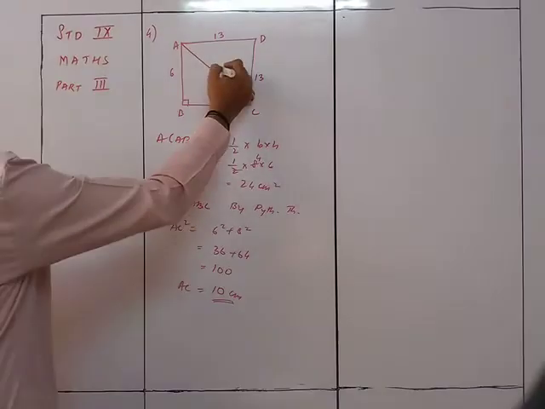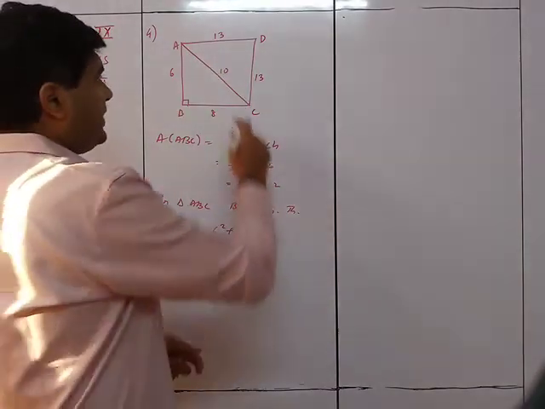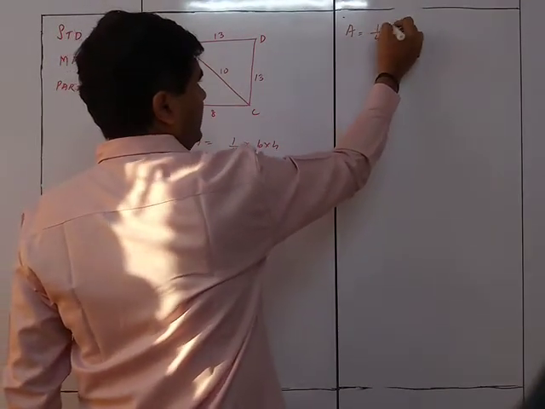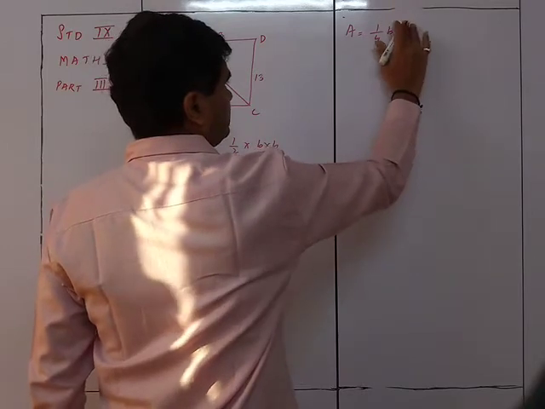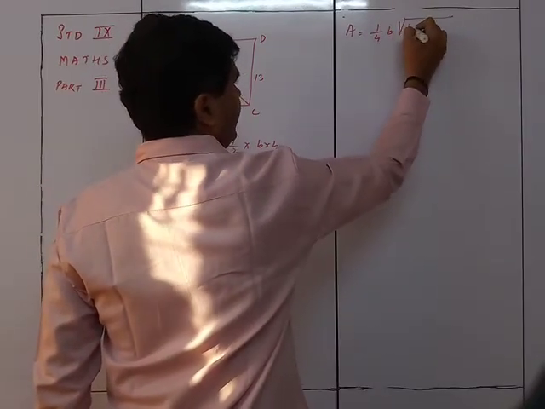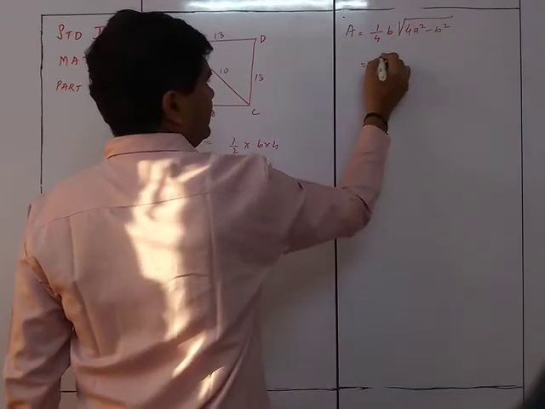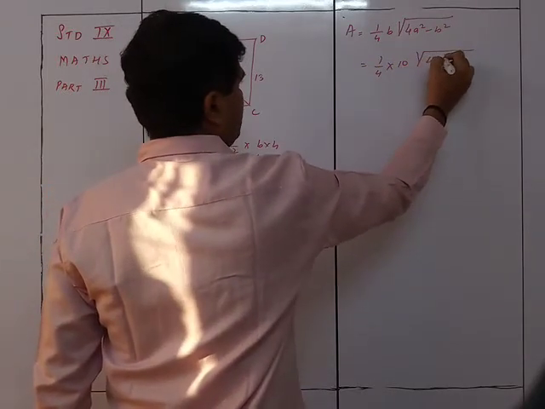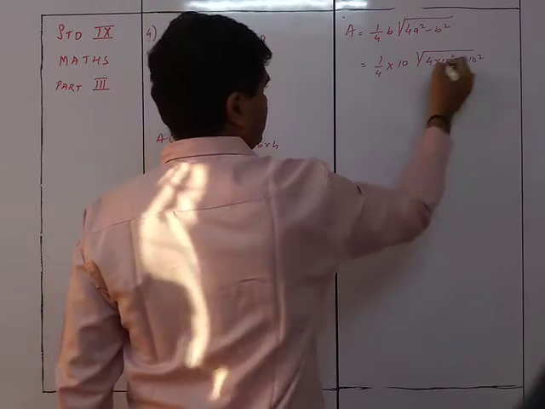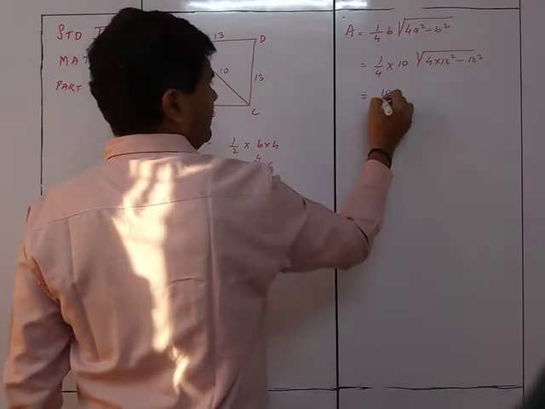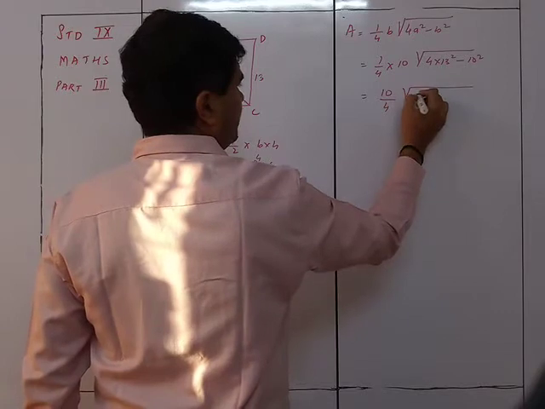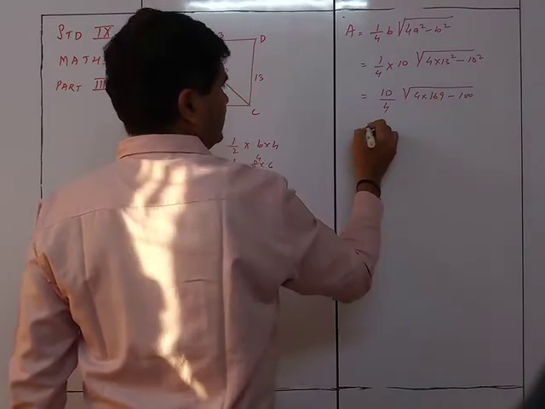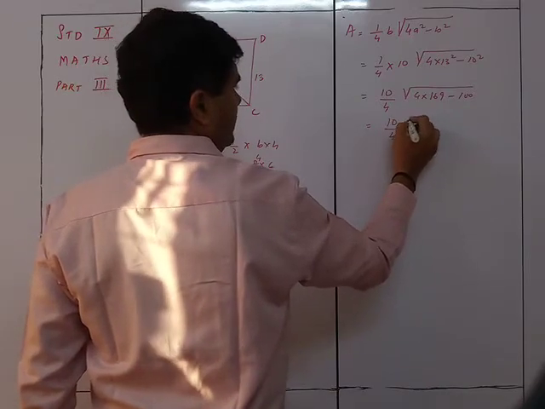Now AC is 10, so we can find out this is an isosceles triangle. So area is equal to 1 upon 4 b root of 4a square minus b square, that is 1 upon 4 into base is 10, square root of 4 into 13 square minus 10 square. So that is 10 upon 4 into square root of 4 into 169 minus 100.